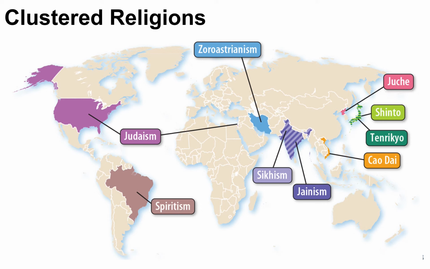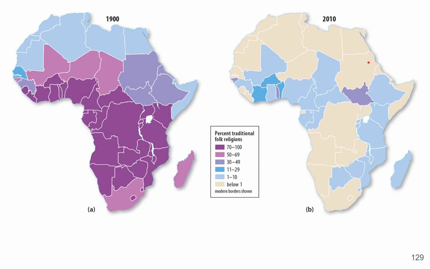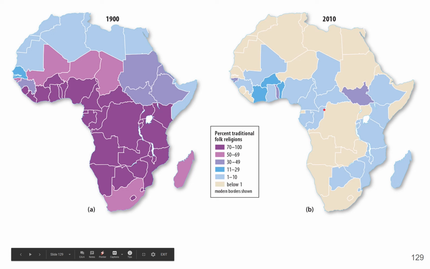Some religions are global, some are clustered. Zoroastrianism in Iran, Judaism in Israel and the United States, the Sikh faith mainly in the Punjab, Jains in India, Hinduism in India, Cao Dai in Vietnam, Shinto in Japan, and Juche, the North Korean worship of Kim Jong-un. And as would be expected, as the world changes, everything changes. So traditional folk religions, people are abandoning in favor of Islam and different sects of Christianity.